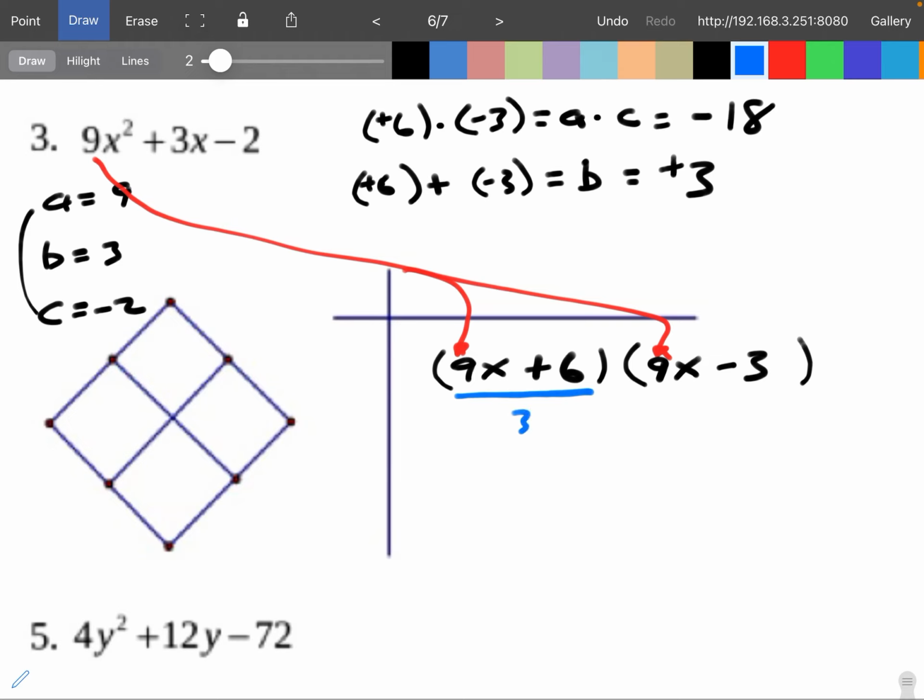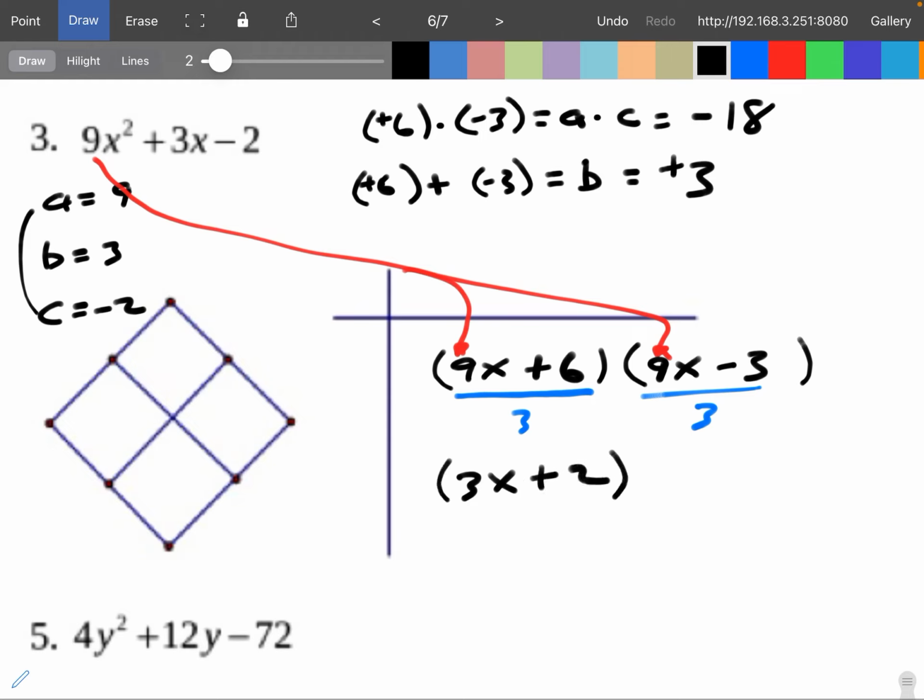Then we need to divide each of these by their greatest common factor. So what's the greatest common factor for 9 and 6? 3. That's 3, good. And then this one, the greatest common factor is also 3, good. So divide each of those by 3.